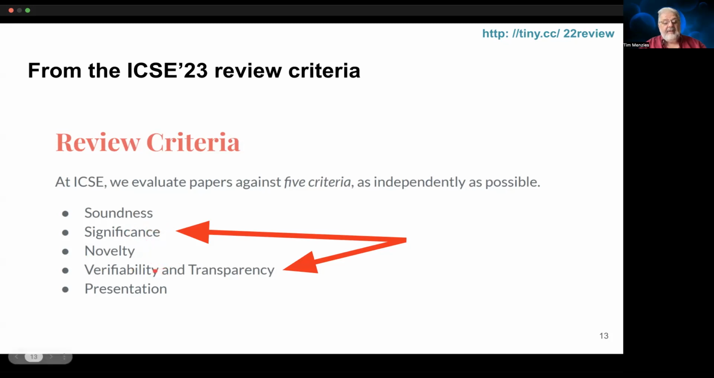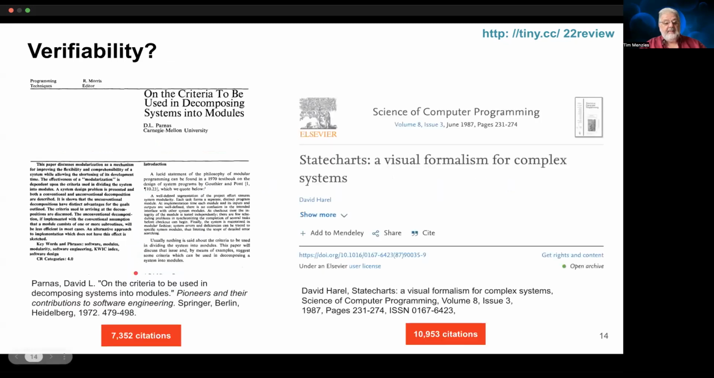And regarding verifiability, which is a statement in ICSE, have you considered what kind of papers we're losing because of an obsession with verifiability? Here are 2 papers very famous in the field. And by famous, I mean famous. I mean, you know, careers were made out of these 2 papers. And one of them, it was 1972, and it's got over 7,000 citations. And here's a paper from 1987 with nearly 11,000 citations.